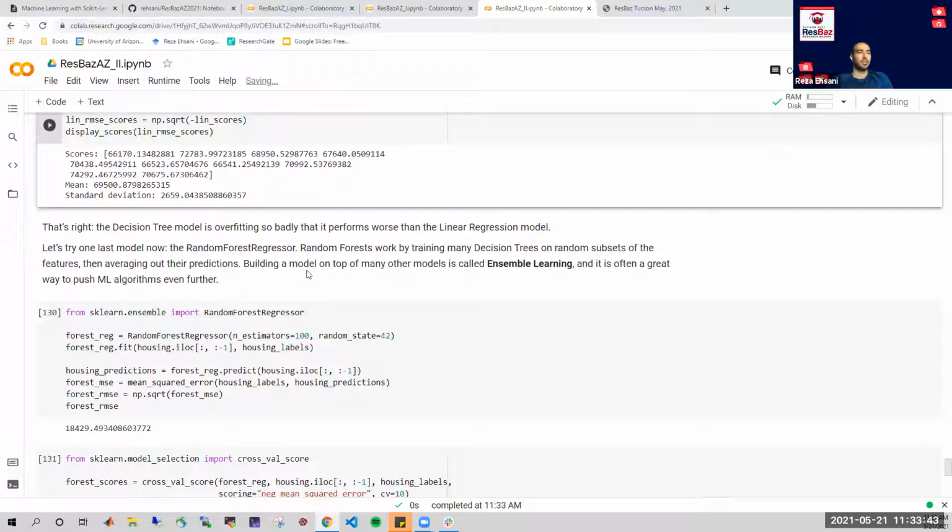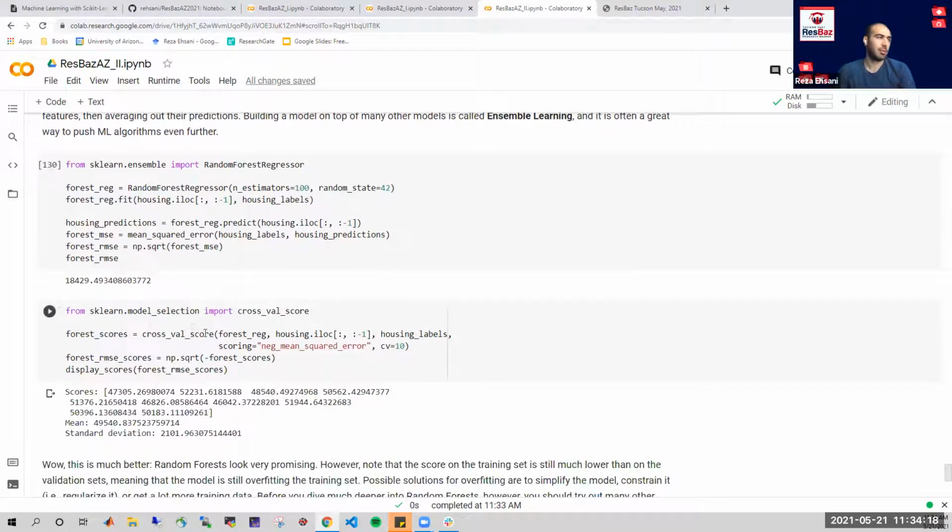Also, I promised that we will cover the random forest. So this is the last model we are going to talk about. The random forest regressor works by training many decision trees on random subsets of the features and then averaging their predictions, building a model on top of a couple of models, which is called ensemble learning. It's often a great way to push a machine learning algorithm even further. Random forests are usually not prone to overfitting that much, unless your training set is not really well prepared.